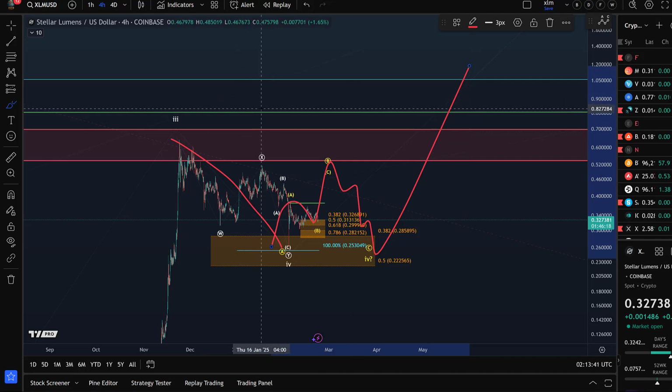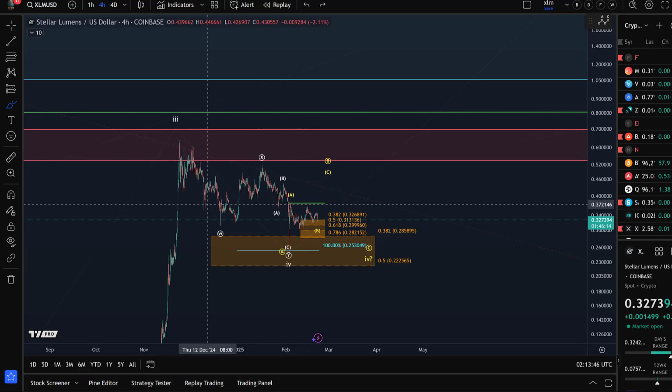This would be a more complex correction, or it might morph into a WXYXZ. Very similar way of how this could play out. There are more than 10 different corrective patterns that could apply here. So I'm not going to guess which one it is going to be. And it's also not so important. What really is important is that the bulls turn up before the price breaks below support, which is at 22.2 cents. That's really, really important.